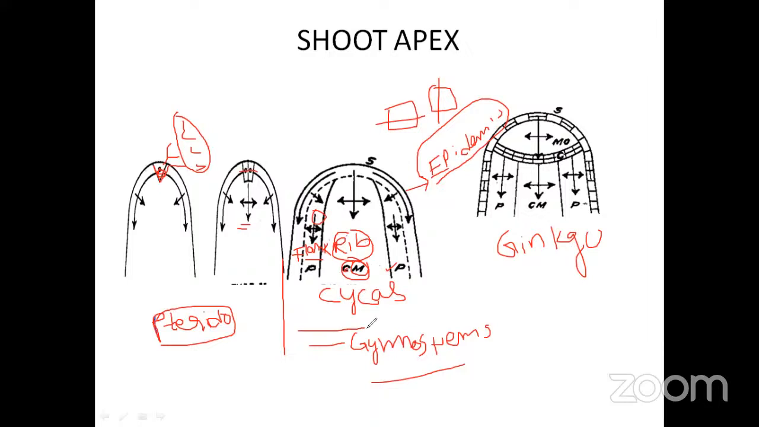In cycas type, three zones are recognized. What are the three zones in cycas type? Three zones: surface meristem zone, rib meristem, and flank meristem.